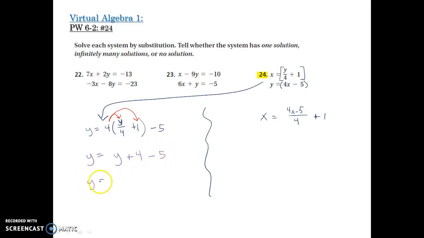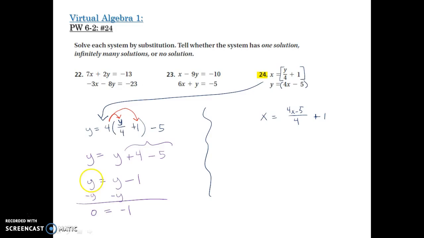So I get y equals y, and then combining like terms here, that's 4 minus 5 is negative 1. And then if I subtract y from both sides, I get 0 equals negative 1. And that's a problem because 0 never equals negative 1.